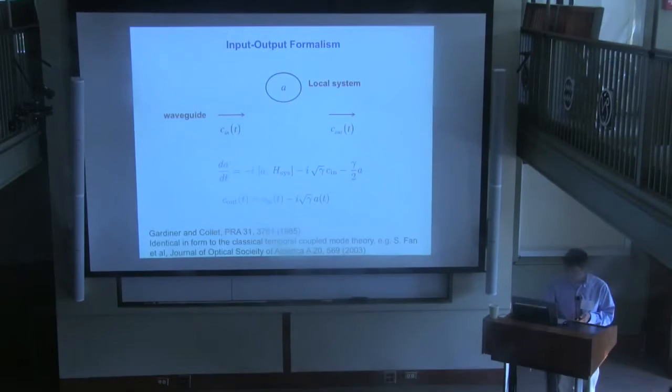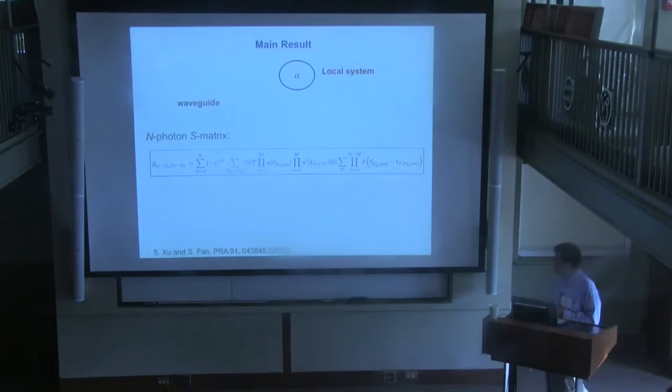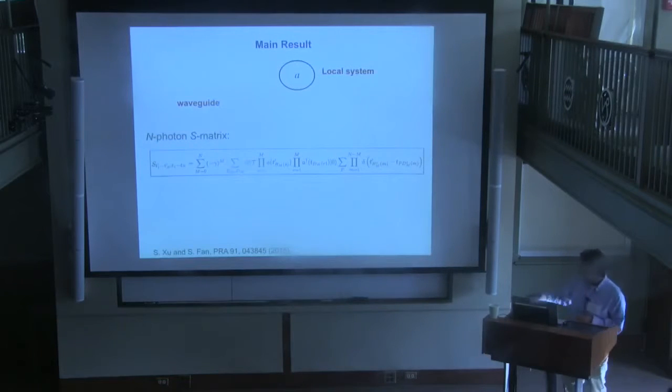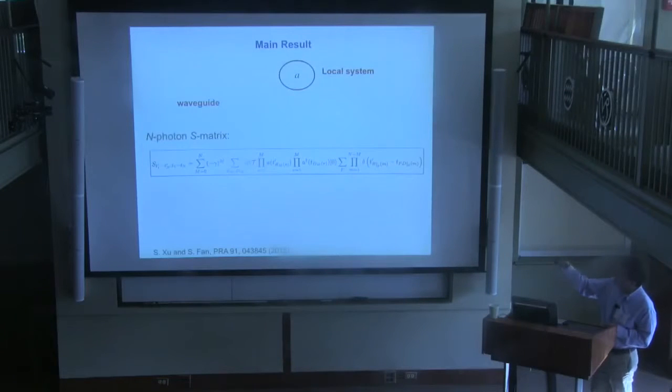So the main result of our work is to start with this input-output formalism and to show that the m-photon S matrix in the time domain can be entirely written in this form. It's a somewhat complicated formula, but essentially what you do is you pick m of those times out of n, and you form a correlation function in terms only of the local variable of the local system, and the rest of it goes to delta functions.